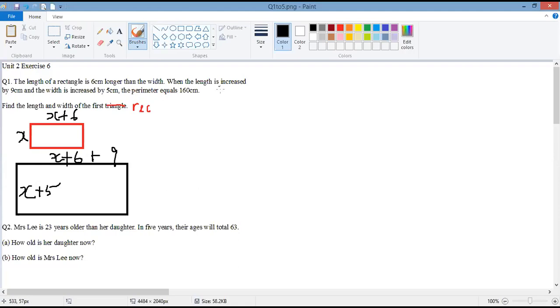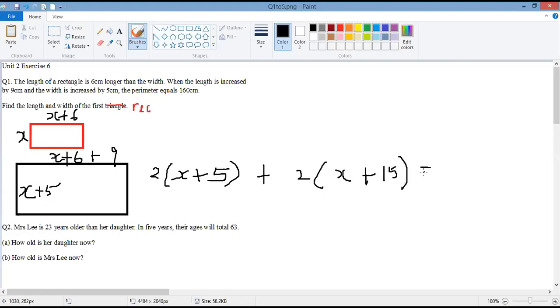Then the perimeter equals 160 cm. So perimeter is the outer length of the rectangle, the sum of all of the outer lengths. So you have 2 times x plus 5, or you can use x plus 5 plus x plus 5. And then you have 2 of x plus 6 plus 9. So 6 plus 9, you have 15. So I directly write plus 15, equals to 160.